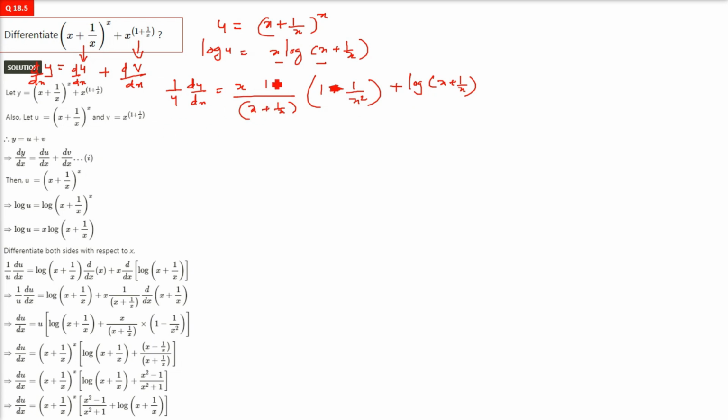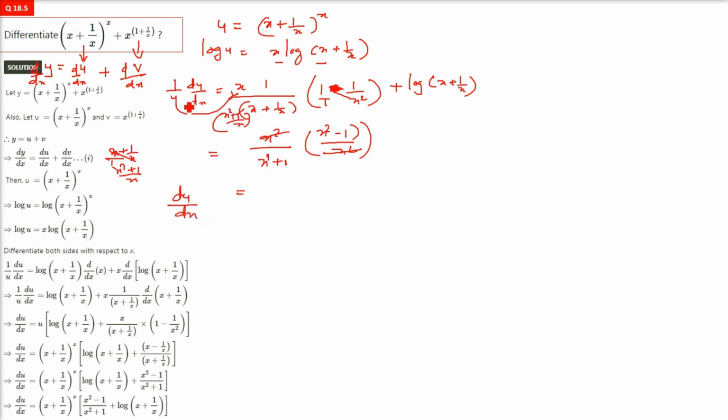So we take the denominator first, which is x plus 1 by x. X plus 1 by x is x square plus 1 by x. And this goes up because it is in the denominator. So it is going to be x in the numerator and x square plus 1 in the denominator. And 1 minus 1 by x square will be x square minus 1 by x square. So what is the benefit? X square gets cancelled.